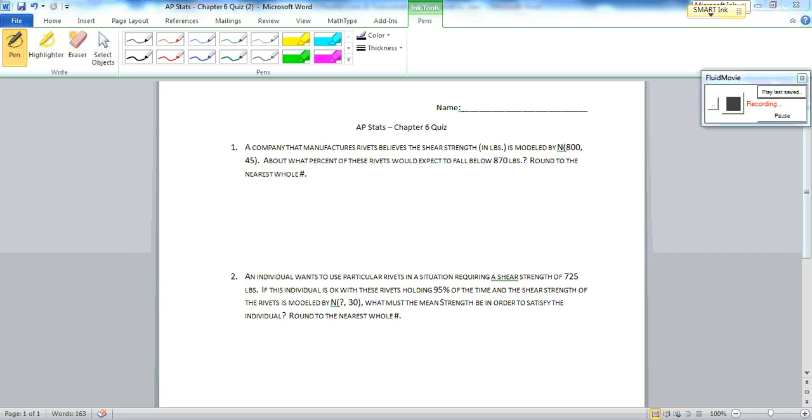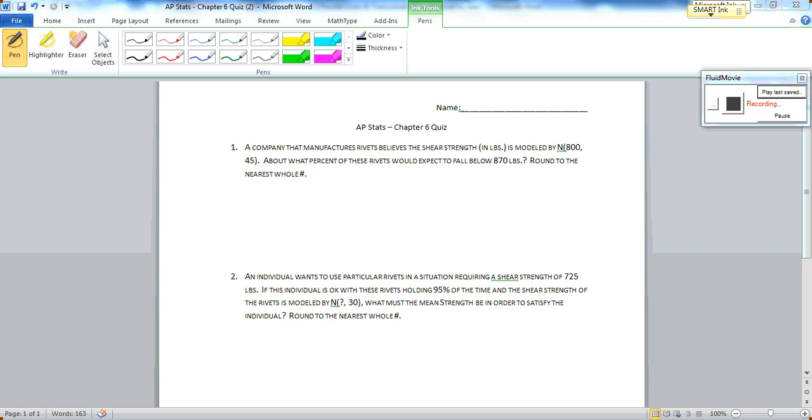But if we look at question number 1, it says the company's manufacturing rivets, and they believe the shear strength is modeled by the normal curve with a mean of 800 and a standard deviation of 45, and they want to know about what percent of these rivets would be expected to fall below 870 pounds. What that means is, what percent of these rivets have a shear strength less than 870 pounds? That means that if we were to apply a weight of 870 pounds to them, they would fail. They would break, split, however you want to describe it. The ones above that would actually hold.